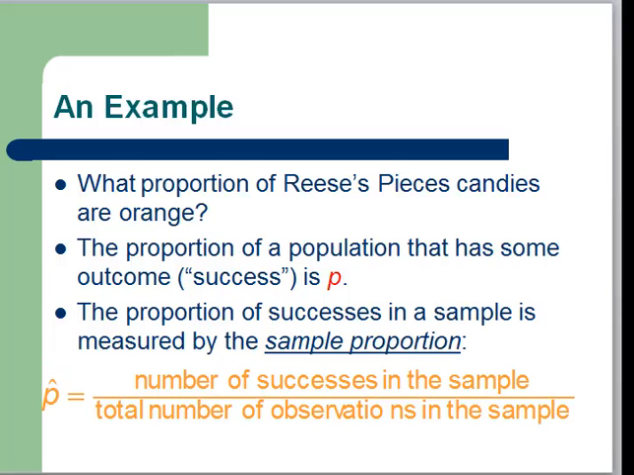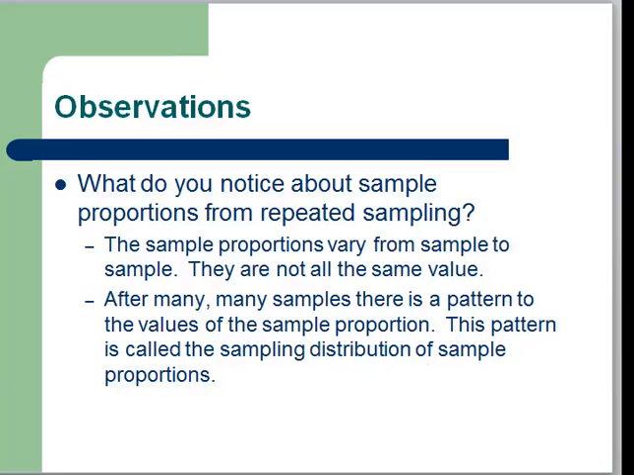Let's summarize what this little experiment has shown us. What do you notice about the sample proportions from repeated sampling? Well, hopefully you notice that the sample proportions vary from sample to sample. They're not all the same value. But after many, many samples, we did 1,000, there was a definite pattern to the values of the sample proportion. This pattern is called the sampling distribution of sample proportions.